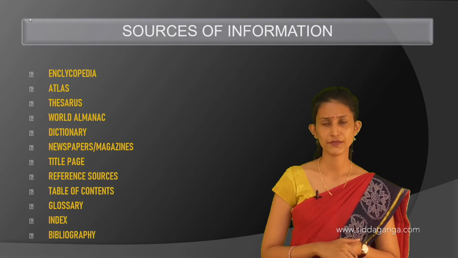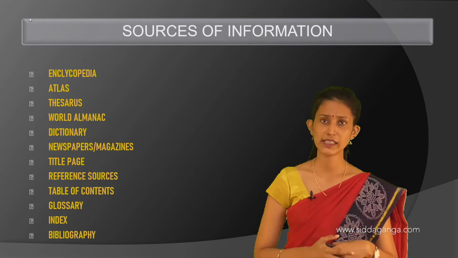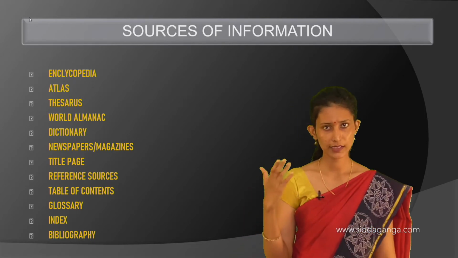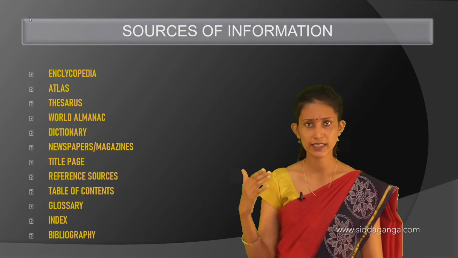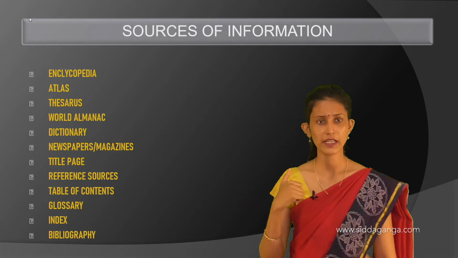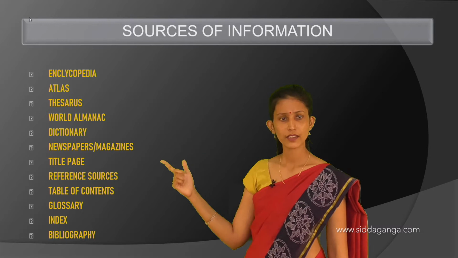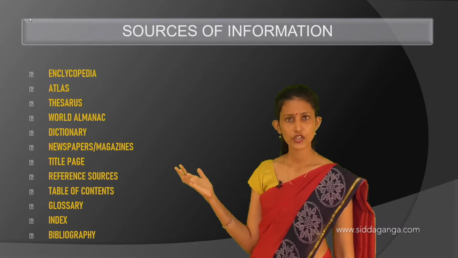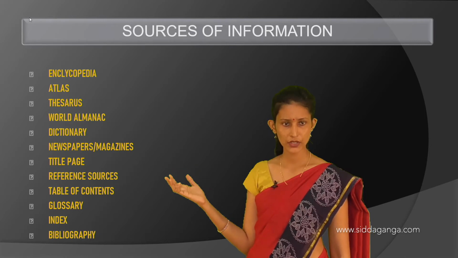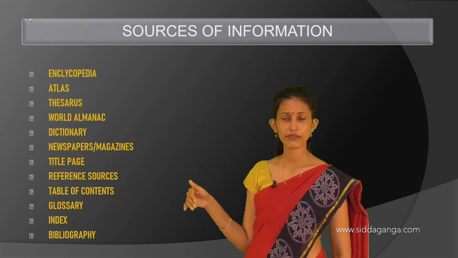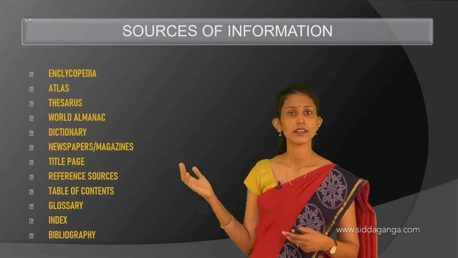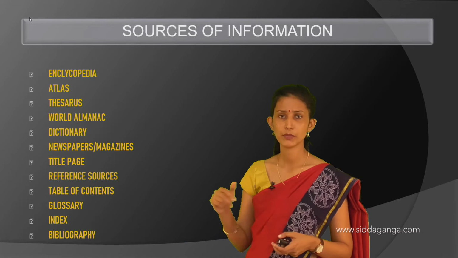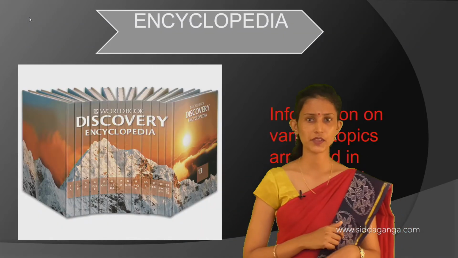So sources of information, the places where you can seek information or the places where you get information. First is an encyclopedia. We'll study in detail, but understand what is being laid down. Next is an atlas, the thesaurus, a world almanac, a dictionary, newspaper and magazines, a title page, reference sources again where you can refer certain things, that is table of contents, glossary, index and bibliography. So we'll see the first one.